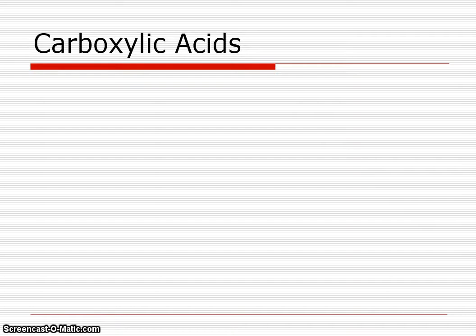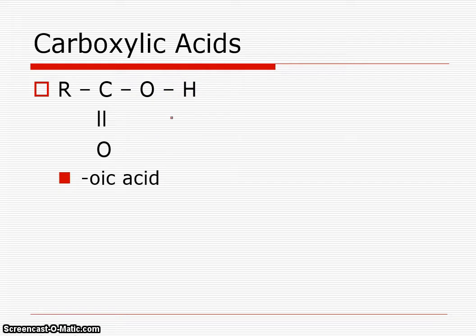And for our last notes on organic compounds, we're going to look at carboxylic acids. Carboxylic acids are a chain of carbons plus a carbon with that double-bonded O plus an OH. So that hydroxyl group is back again. We're going to call it oic acid.